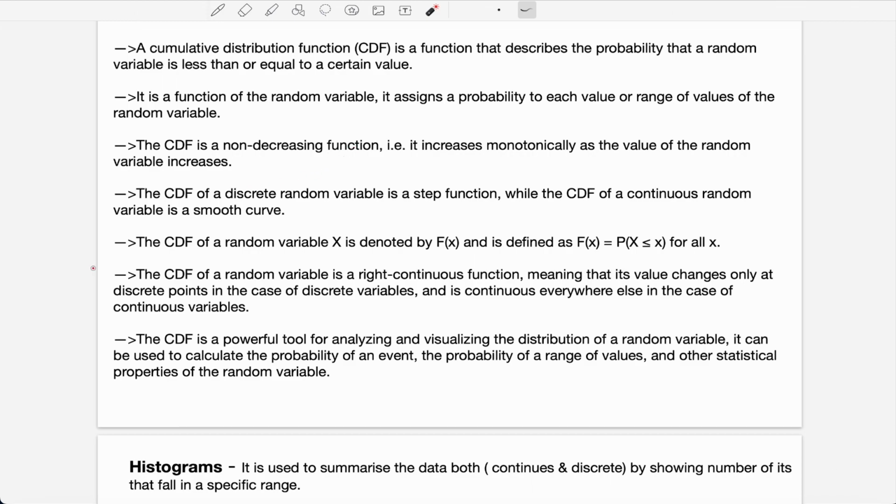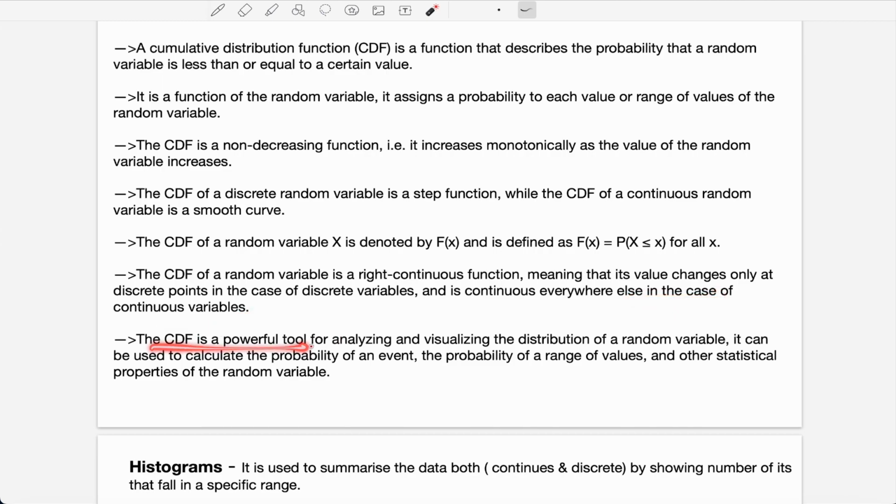The CDF, the cumulative distribution function of a random variable, is a right-continuous function, meaning that its value changes only at discrete points in the case of a discrete random variable, and it is continuous everywhere else in the case of a continuous variable. I hope you understand that.